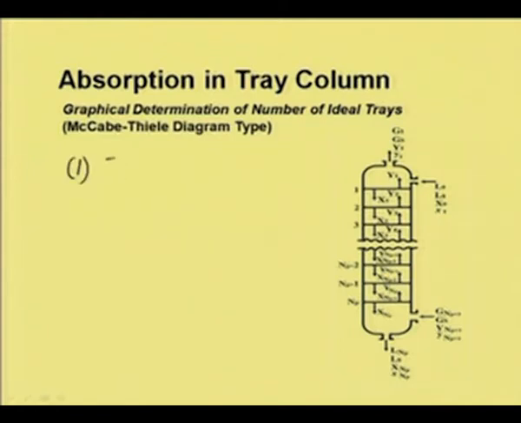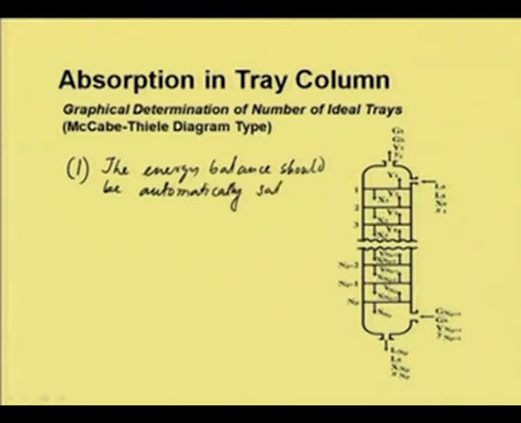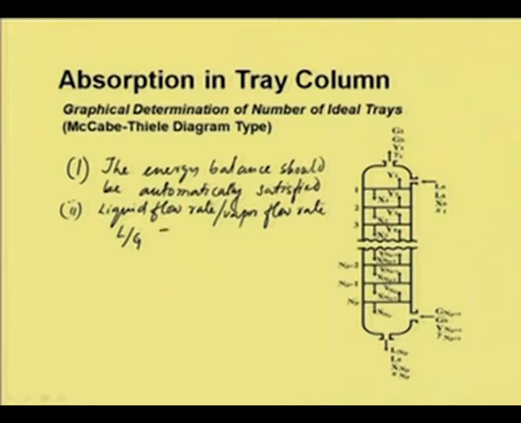One is that the energy balance should be automatically satisfied, and the second assumption is that the liquid flow rate by vapor flow rate, that means L by G, should be constant.